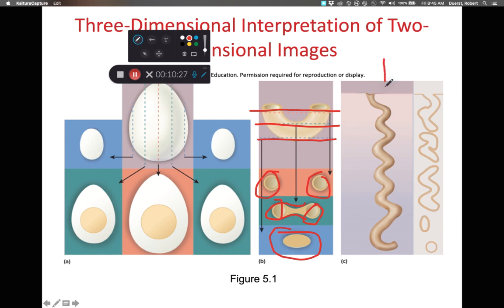Here is a coiled duct, and it is not uncommon in our body to see coiled ducts like that. And if we slice through that coiled duct, you can end up with a structure that looks like this in 2 dimensions. So when you're looking at a microscope slide, bear in mind it's a 2-dimensional view of a 3-dimensional object.